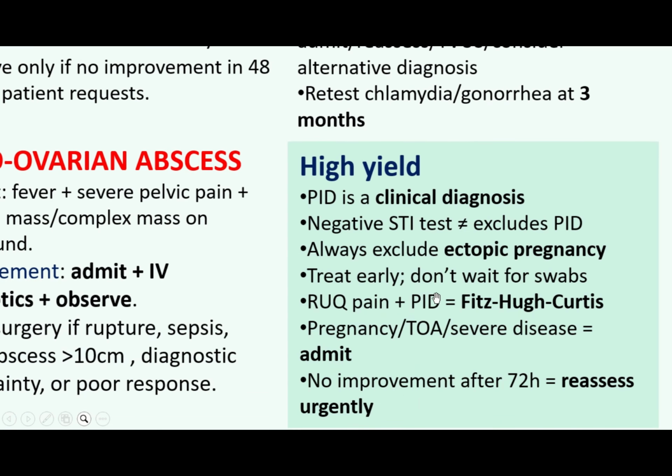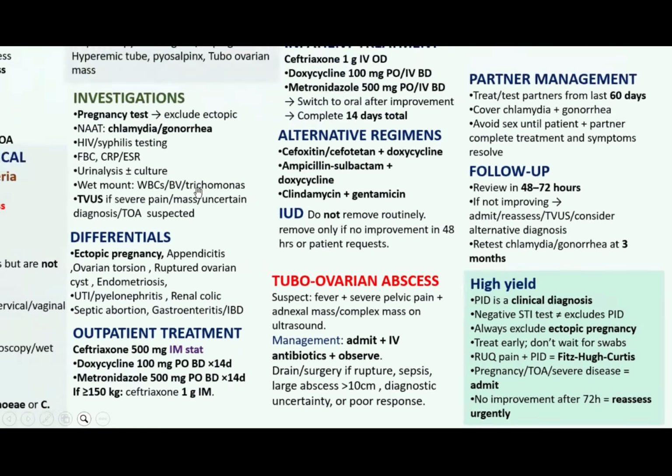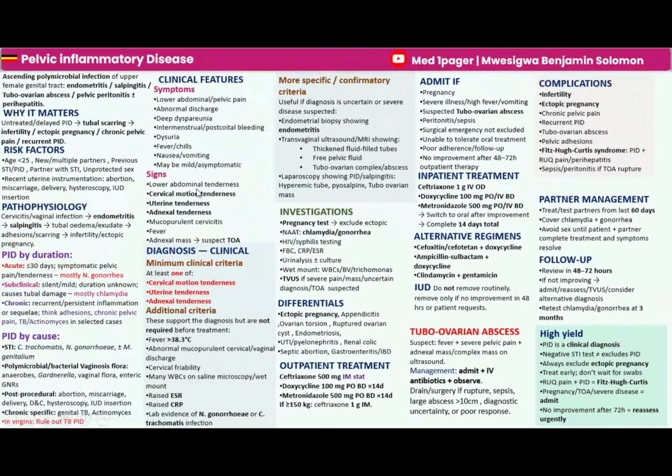So the high-yield things that you have to remember is that PID is a clinical diagnosis, and a negative STI test does not rule it out. Always exclude an ectopic pregnancy. Treat early and don't wait for swabs. When you have right upper quadrant pain and PID, think about Fitz-Hugh-Curtis syndrome. Pregnancy, tubo-ovarian abscess, and severe disease equal admission, and if there's no improvement within 72 hours, reassess urgently. So we have come to the end of this video, and I hope you enjoyed it or learned a lot about pelvic inflammatory disease.